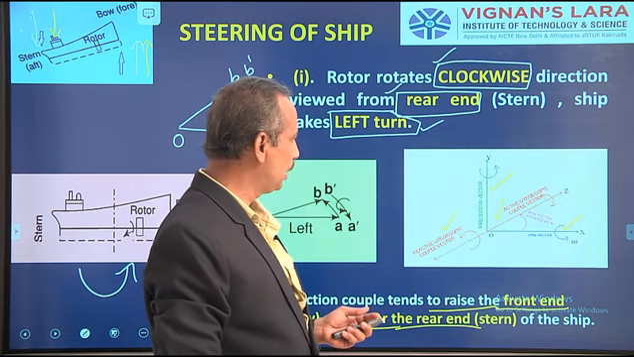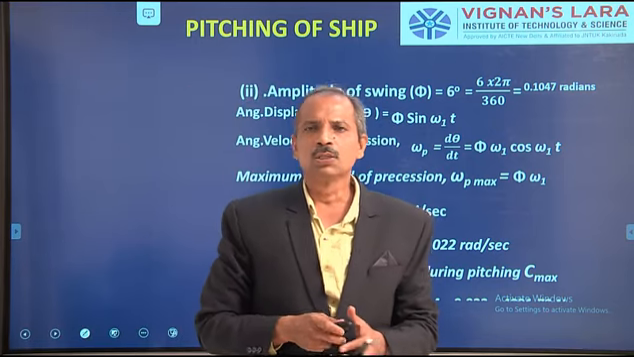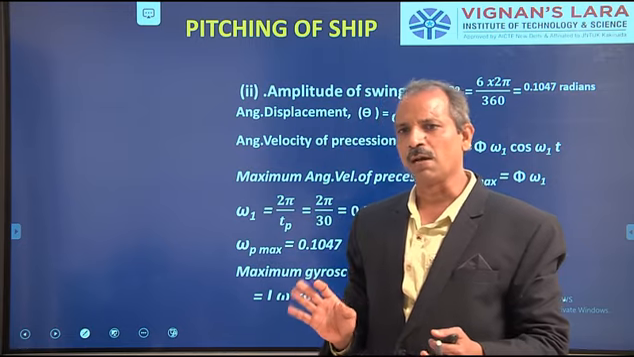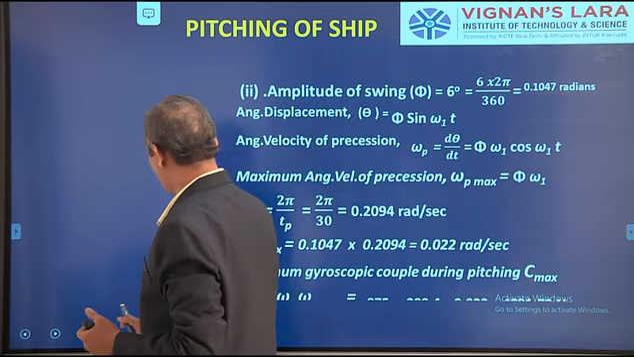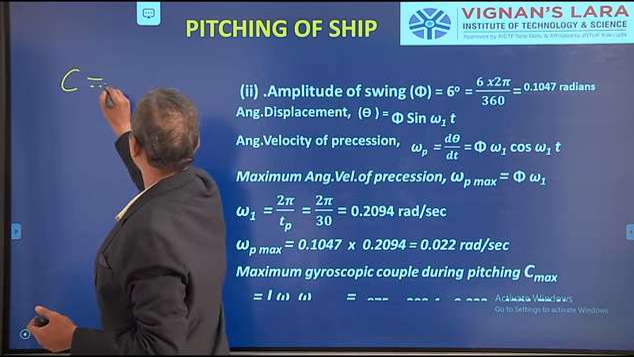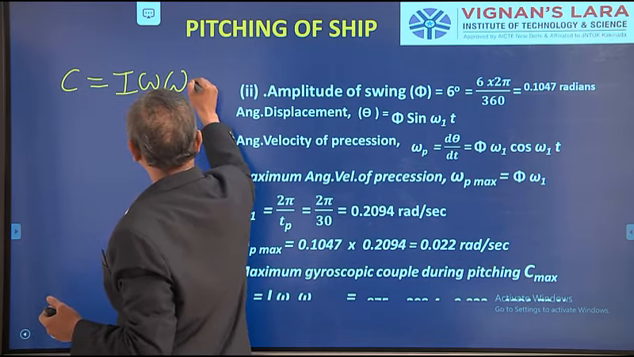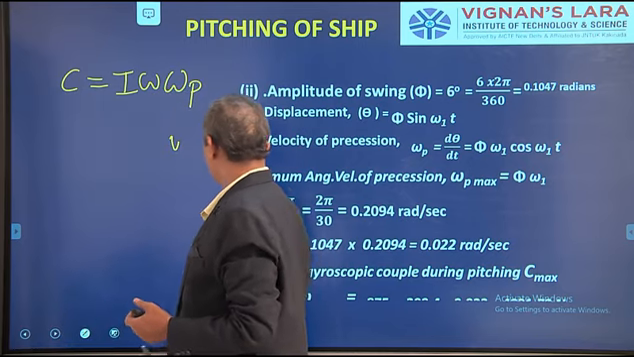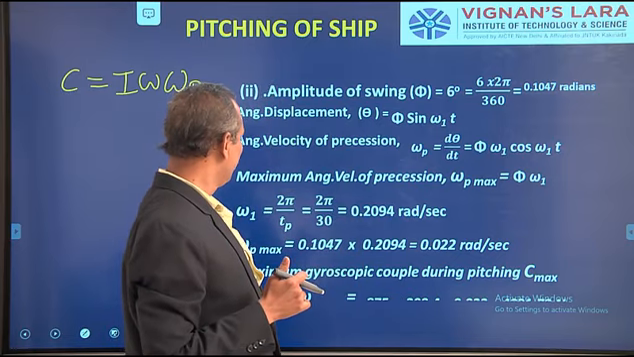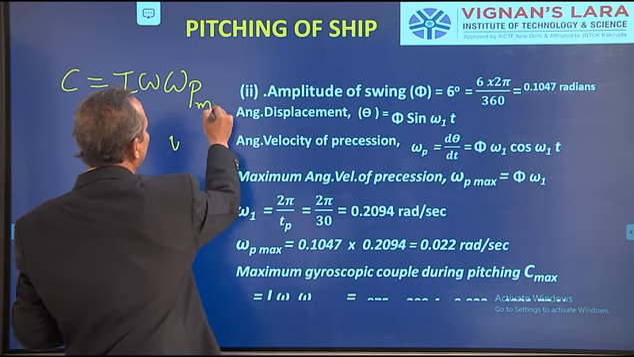Then come to part B of the problem, that is pitching. Here also we have to find out the gyroscopic couple. The formula is the same, that is I omega omega p. The formula remains the same here also. C is equal to I omega omega p. Okay, but the only thing is, to find out the omega p we require an additional formula. So here, omega p max.